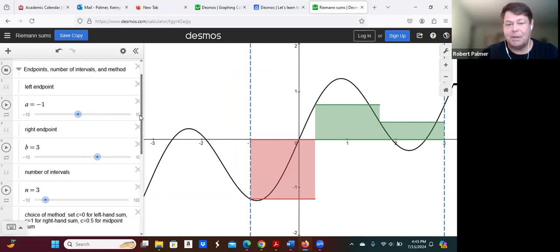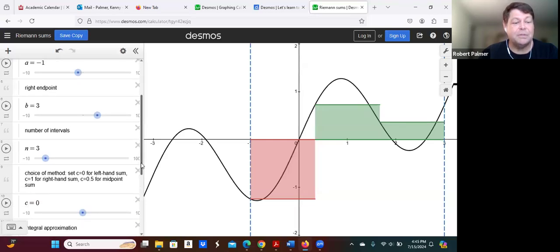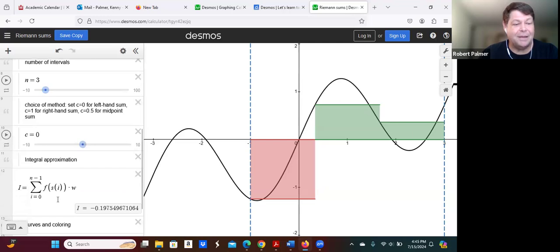You can change the endpoints. I'm going to leave those as they are for a and b, and I will change the number of intervals. And this final thing right here, this sum, gives us basically the value of our integral, the area under the curve. Also realize, if you haven't seen this before, that area above the x-axis is positive, area below the x-axis is negative. The green here is positive, the red is negative.